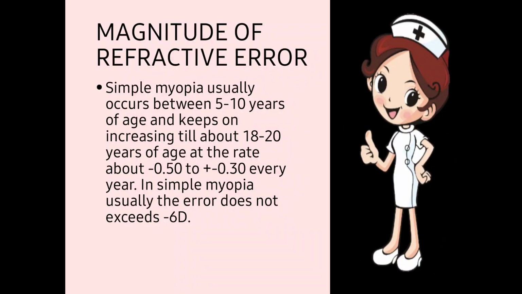In simple myopia, you will usually get to know that there is myopia at the age between 5 to 10 years, and it keeps on increasing until 18 to 20 years, and then it slowly stops, at the rate of about minus 0.50 to minus 0.30 diopters every year. If you check every year, there is a difference of only minus 0.50 to minus 0.30. In simple myopia, the error will not exceed minus 6 diopters. Okay, the error will not be more than minus 6 diopters.